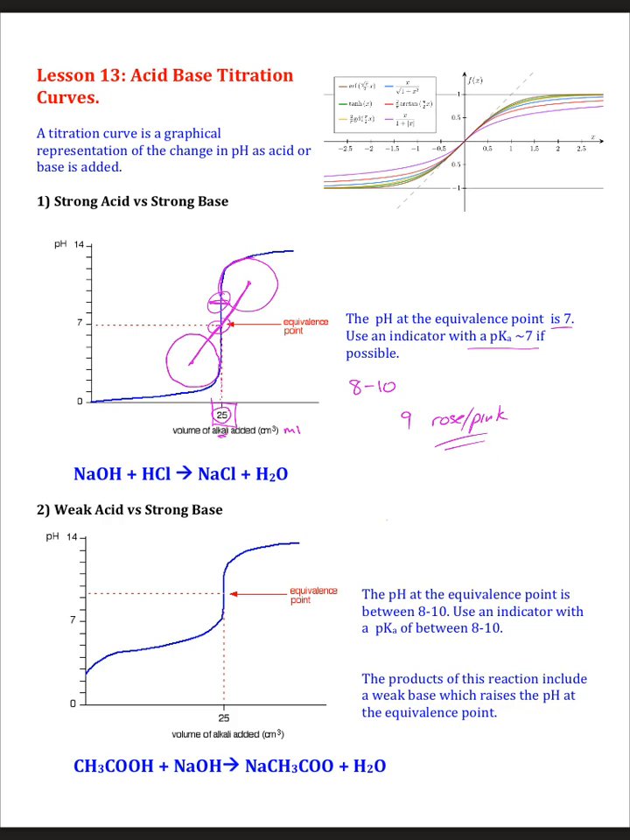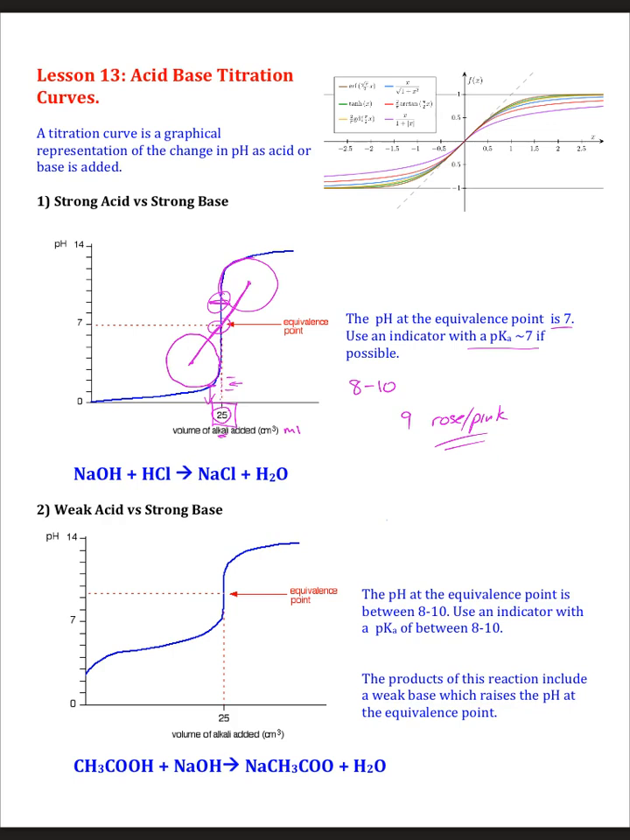What you would not want to use would be an indicator that has an endpoint in the range of, let's say, 1 to 3, somewhere in this range here. Because if you did, the indicator would tell you to stop at this point right here. You'd read that volume off the graph, and you'd get an error.